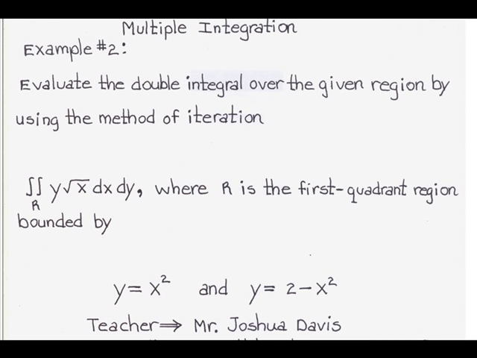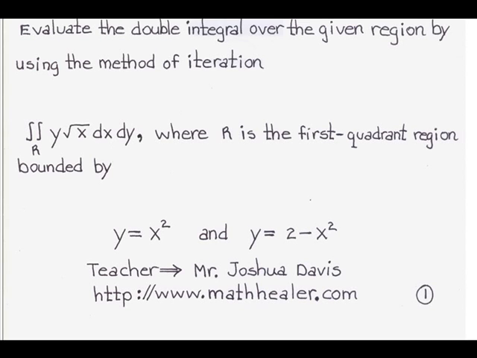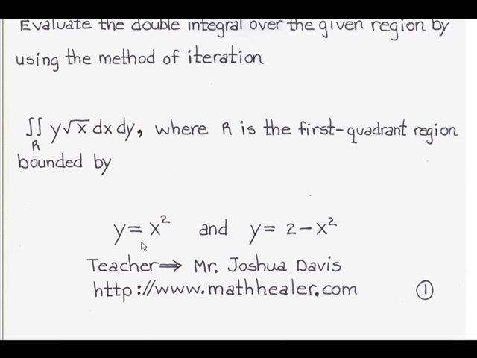Evaluate the double integral over the given region by using the method of iteration. Now we're given the double integral over a particular region of y times the square root of x dx dy, where R is the first quadrant region bounded by the given functions. We have y is equal to x squared, and y is equal to 2 minus x squared.